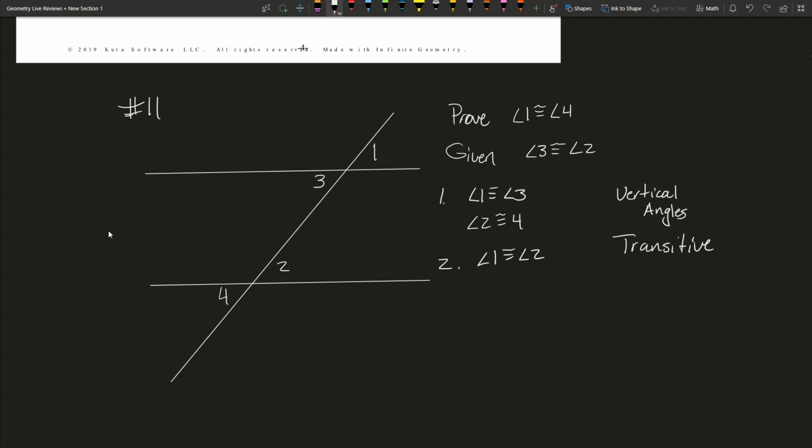Just as a side note, I'm going to do this in a different color so you know it's not actually part of it. And yes, you have to give your reasoning. Angle 1 equal to angle 3. Angle 3 equal to angle 2. Therefore, angle 1 equal to angle 2.